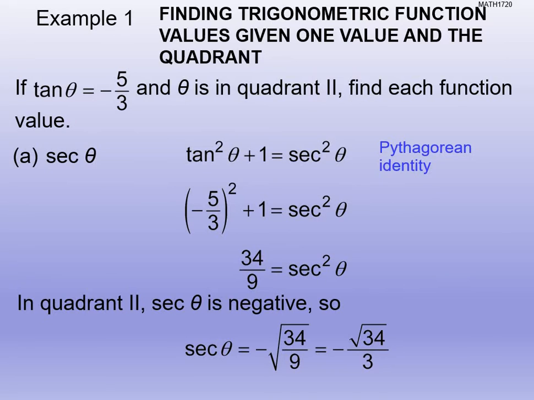We can rewrite that as negative square root of 34 divided by square root of 9. So we can break up the radical. All right, and the square root of 9 is 3. So our final solution for this one is negative square root of 34 over 3.